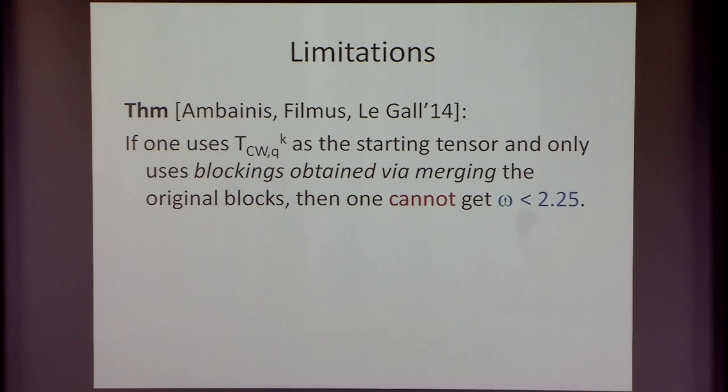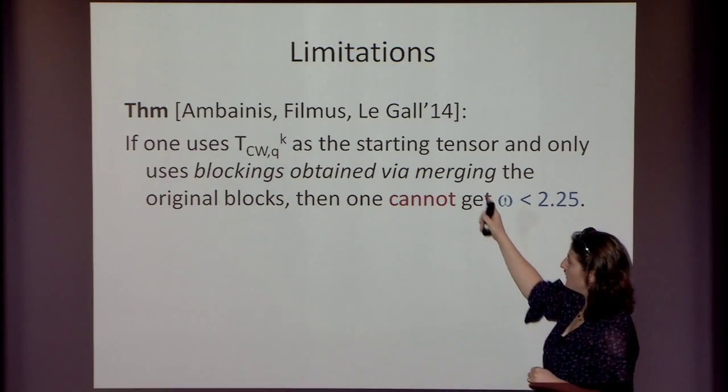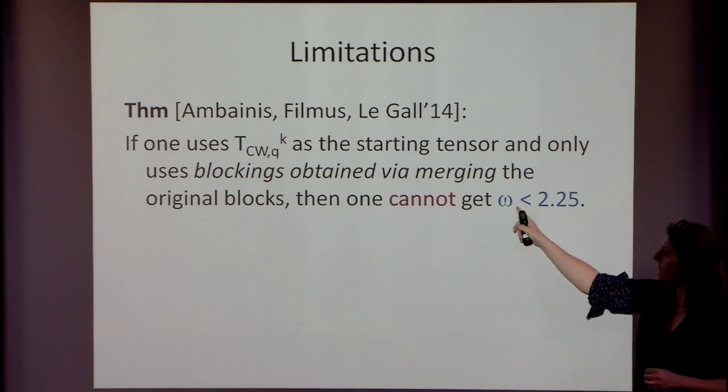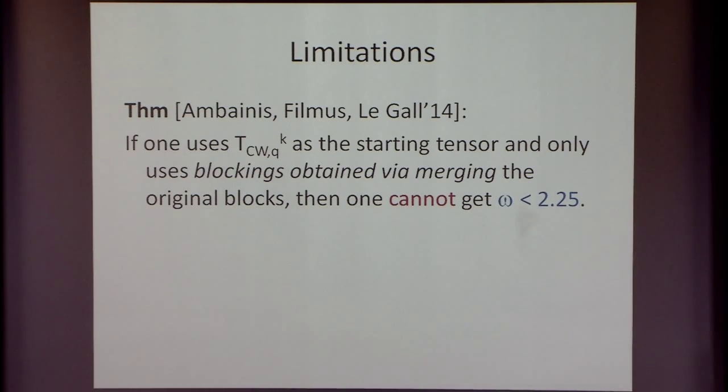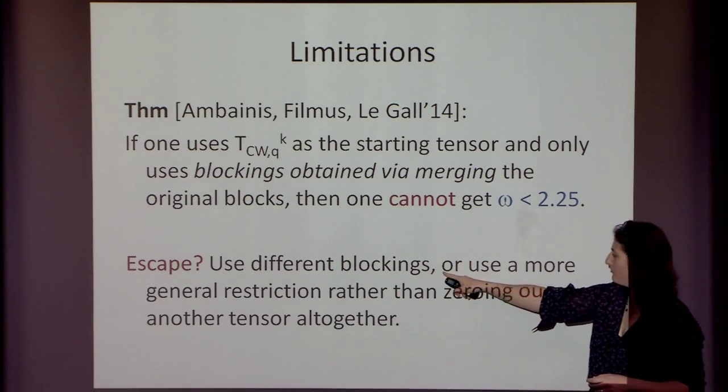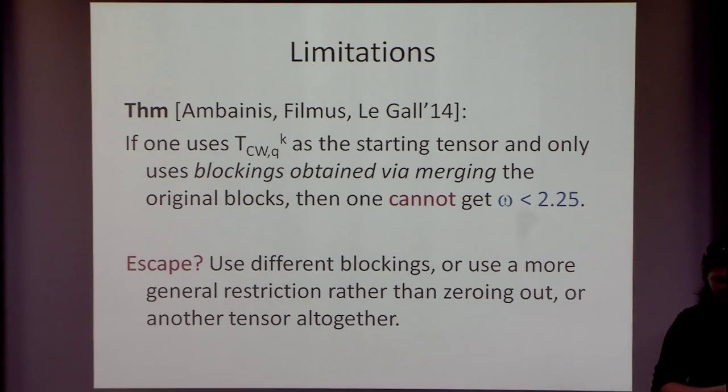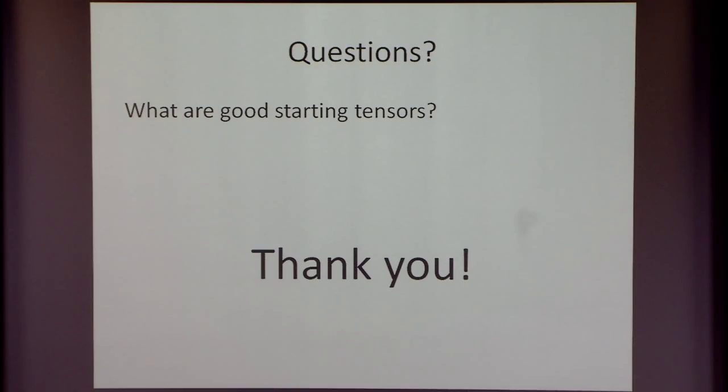Okay, and one limitation is that, I am told, if you restrict yourself to blockings obtained via merging, then you cannot get a better bound on omega if you start from the Coppersmith-Winograd tensor or its tensor powers. So if you want to get two, either use different blockings, or use a more general restriction, or a different tensor. So don't use zeroing out, or use some other tensor. So you have to change the framework maybe. But there is some limitation on this approach. And that's it.